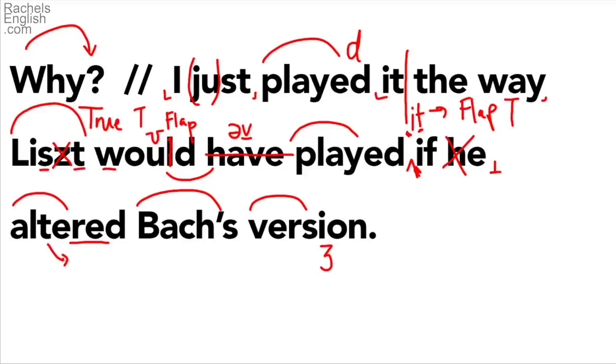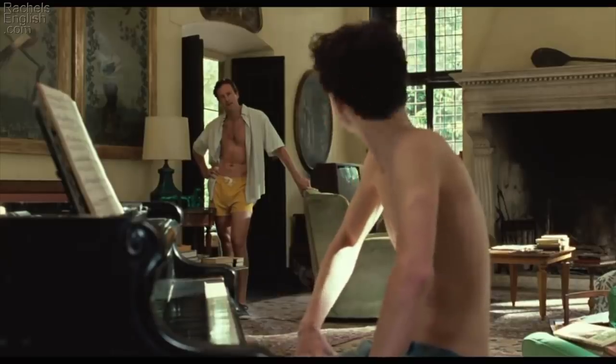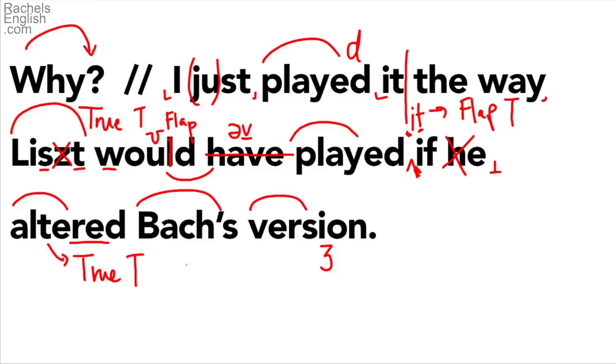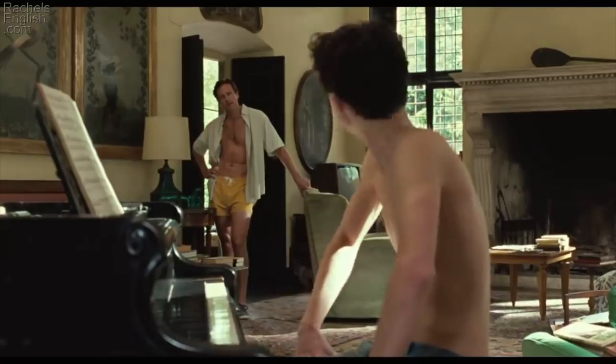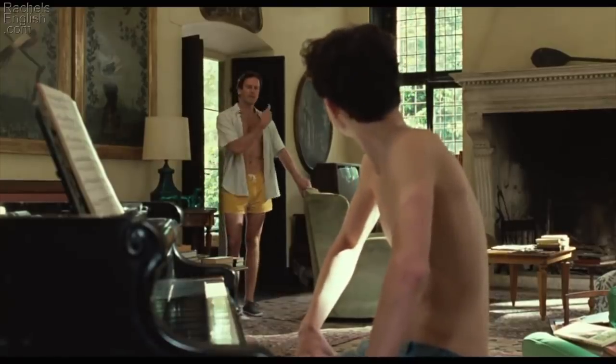And we have sort of a weak but true T here, I would say. Altered. Altered box version. The word bock in American English, CH makes a K sound, and when it's put with an apostrophe S, it sounds just like this word, box. Box version. Play that again.